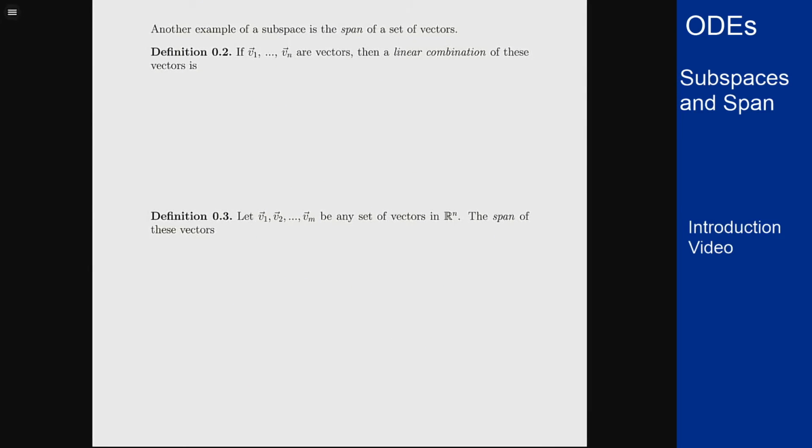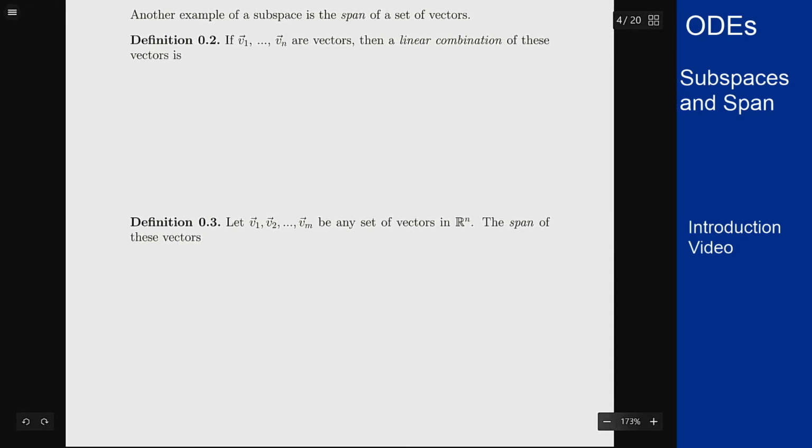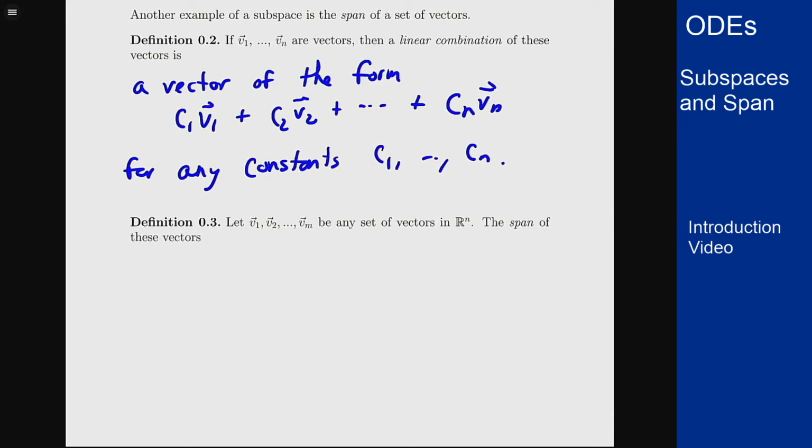Another classic example of subspaces are spans of vectors. It turns out every subspace is written this way. We might get there eventually. If I have vectors v1 through vn, then a linear combination of those vectors is another vector of the form c1v1 plus c2v2 up to cnvn for any constants c1 through cn. Basically, I get to pick a set of constants, stick them in front of the vectors, add them up, and that gets me a linear combination.